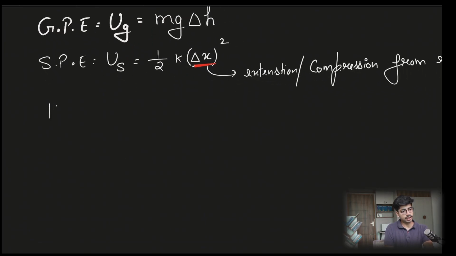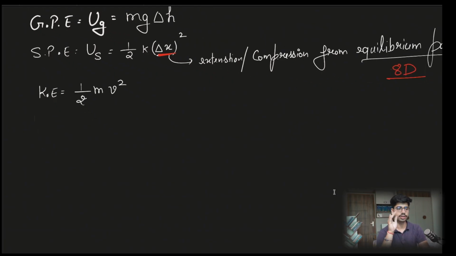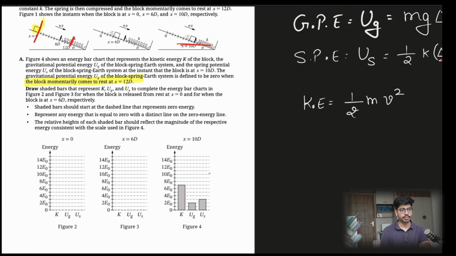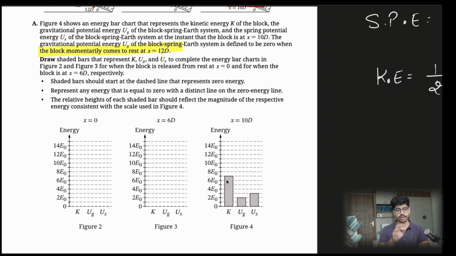Another one is the kinetic energy. Kinetic energy is due to the motion of the object, that is half mv squared. If we have a velocity, it has some kinetic energy. So simply, this is the energy conservation that we are going to look into, because the total energy of the system always remains conserved.